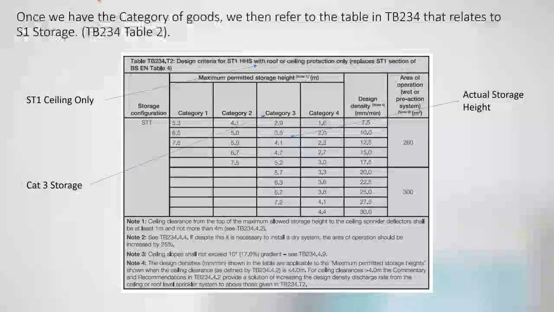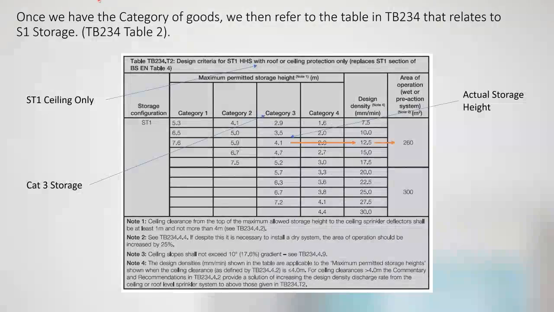Actual storage is sitting between 3.5 and 4.1. The density of the roof there would be 12.5. You always take the higher. So if we are sitting at an actual storage of 3.6, we then need to go to the allowable storage height of 4.1. Okay. That's 12.5 millimetres density over an area of 260. And you get that from table 2, TB23.